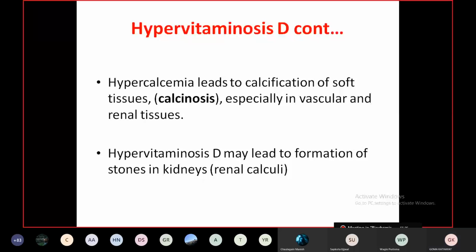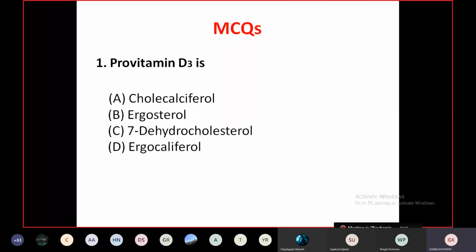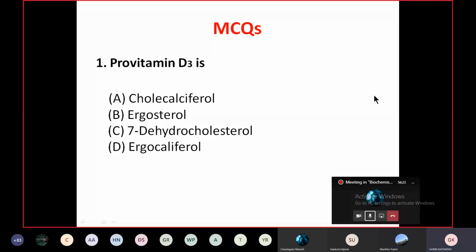I think this was it. We'll practice a few MCQs. Provitamin D3 is... can you tell me what is the right answer? C, ma'am. C is the correct answer. Provitamin D3 is 7-dehydrocholesterol.